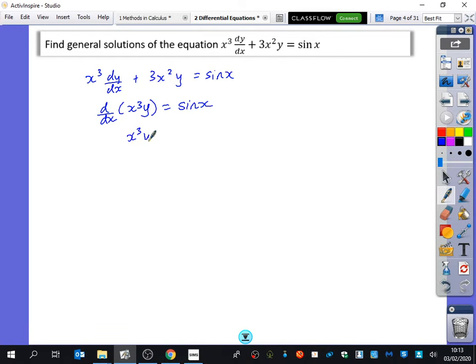Technically what we're doing here is integrating this with respect to x. And I know when I integrate this with respect to x, I get this, because when I differentiate this with respect to x, I get this. So I'm integrating this side, and I'm integrating this side. And we got x cubed y equals minus cos x plus c. You must make sure you've got the plus c. So y equals minus cos x over x cubed plus c over x cubed. And that has to be written as c over x cubed because it is contributing something over x cubed to the function. Okay?